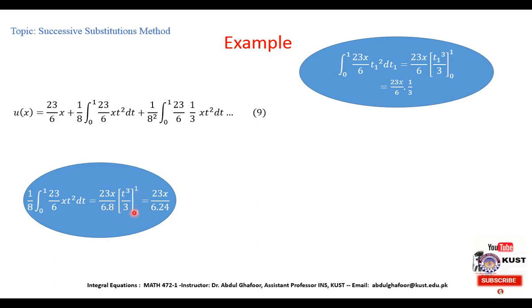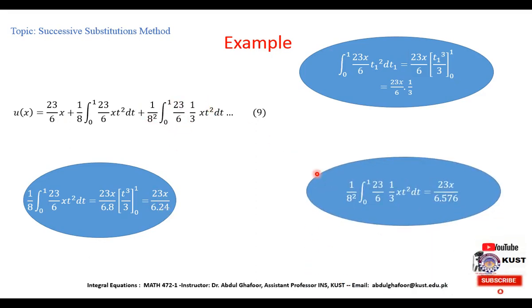Again applying the upper and lower limit, we are getting 23x by 6 into 24. Since 23x is in the numerator and in the denominator we have 6 into 8, and 3 is from here, so that should be 6 into 24. So the value of this integral is basically 23x by 6 into 24. Now we evaluate this integral.